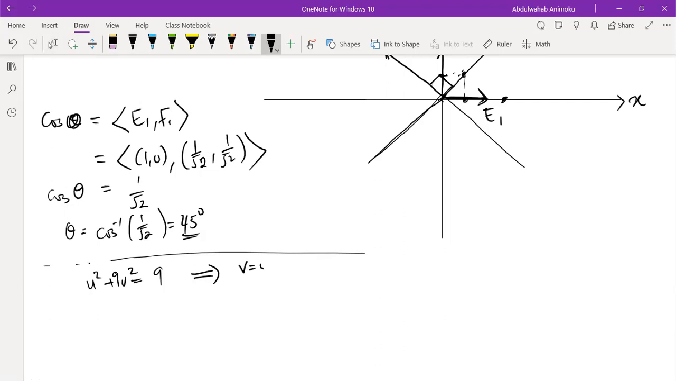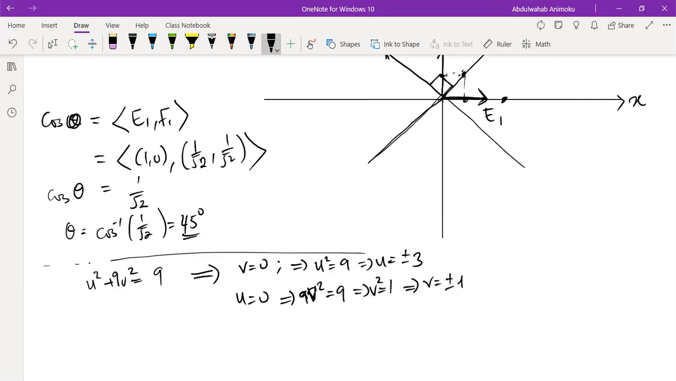So we make v equal to 0, and we get that what? U squared must be equal to 9, which means plus or minus 3, right? Now, when u equal to 0, this means that what? 9v squared will be equal to 9, which means v squared is equal to 1, which means v is equal to plus or minus 1. So these are the coordinates. So plus or minus 3, 0, and this is 0, plus or minus 1.